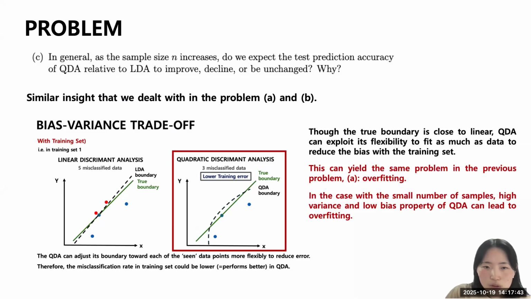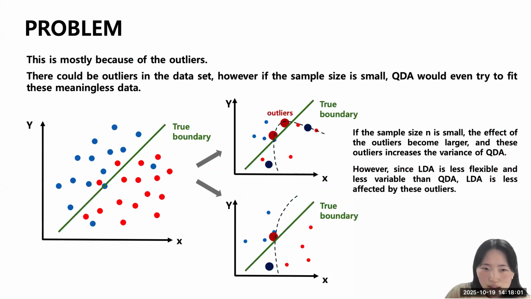When the sample size is small, QDA's high flexibility can cause it to overfit the training data, even when the true boundary is nearly linear. So in small sample situations, high variance and low bias of QDA lead to unstable performance. One reason for this instability is the influence of outliers. When the sample size is small, each outlier has a much larger effect. Because QDA is more flexible, it even tries to fit these noisy points, which increases its variance.